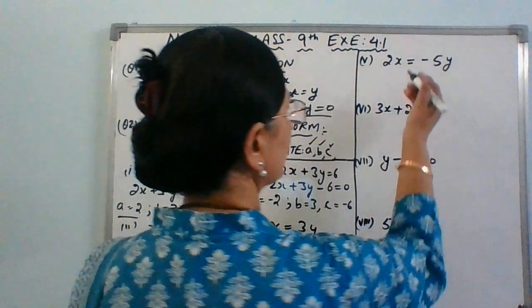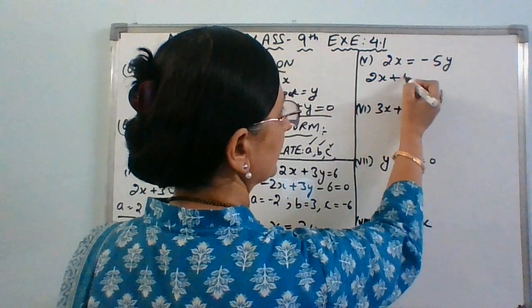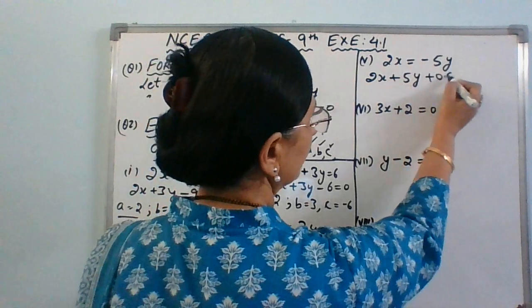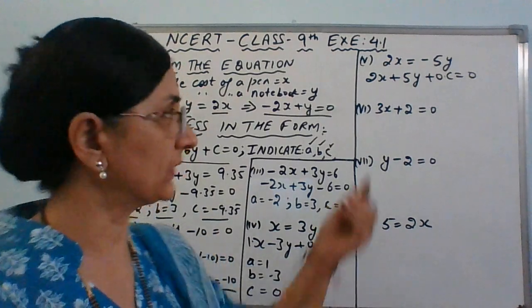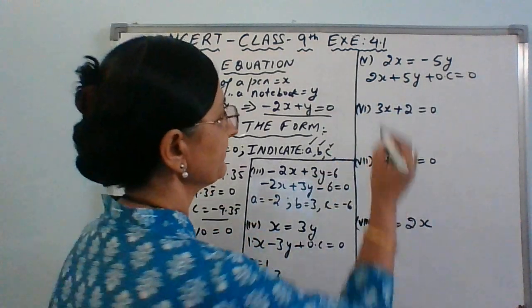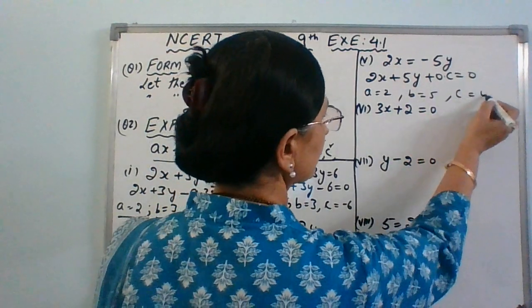Now let us complete these questions also. Now 2x. Change the sign. Here it was negative. Make it positive. And we don't have C, just put the 0 in order to reduce them into general form. General form में C होता है, so we just have to write 0C there. Now just write A. A is 2. What is B? B is 5. What is C? C is 0.